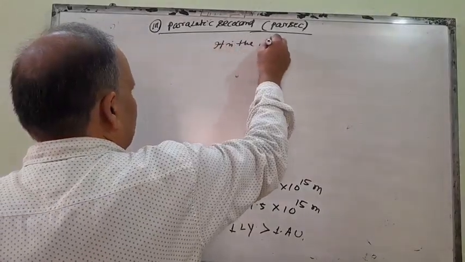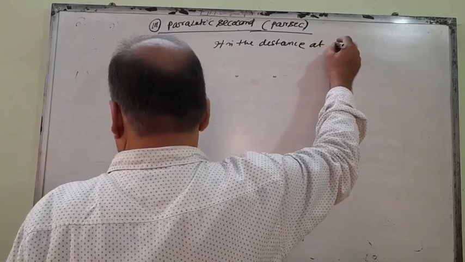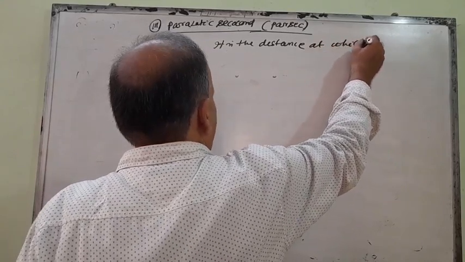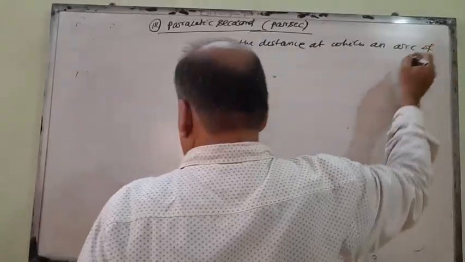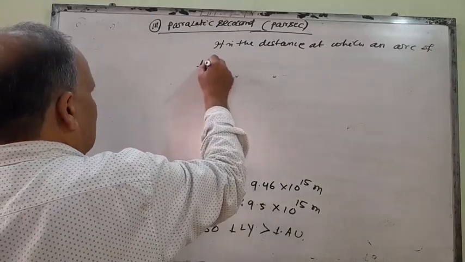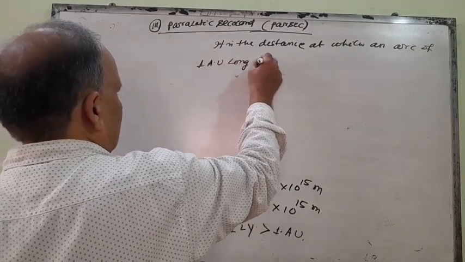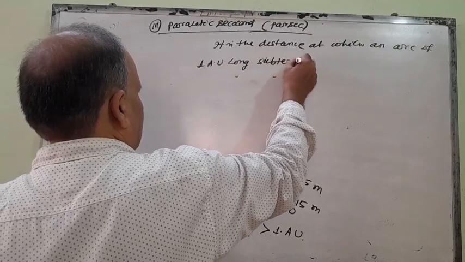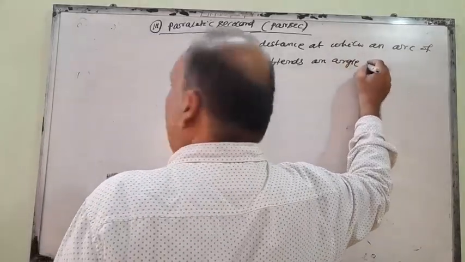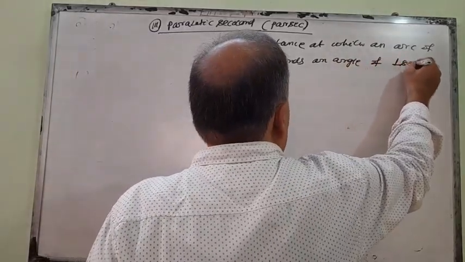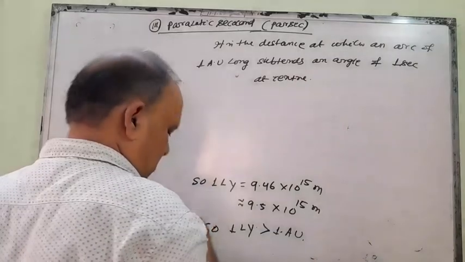it is the distance at which an arc of 1 astronomical unit long subtends an angle of 1 second at the center. I am trying to explain to you.